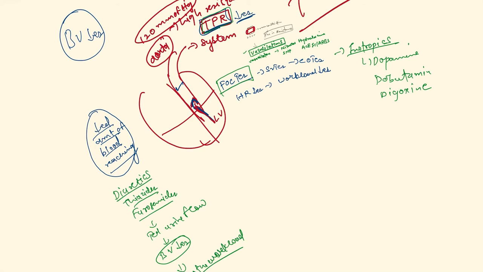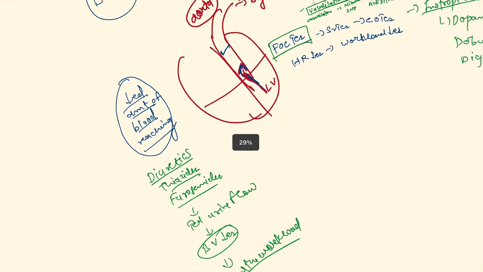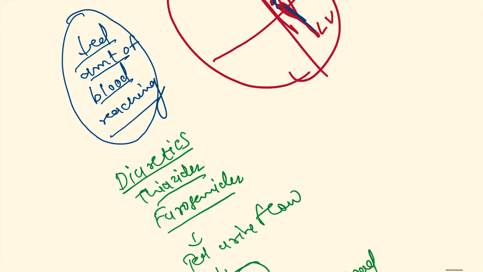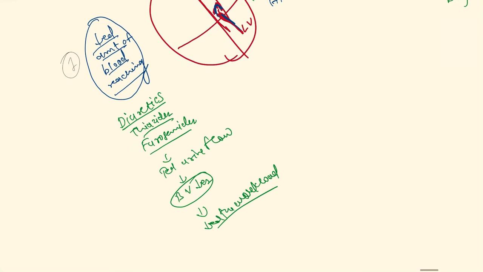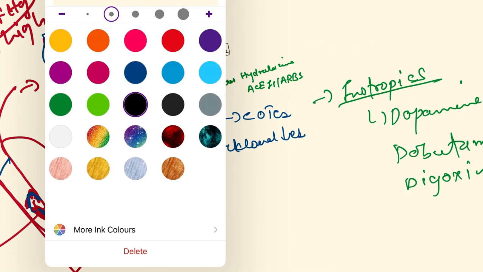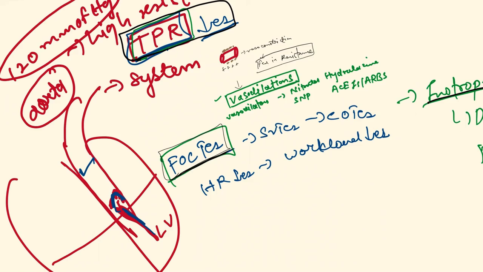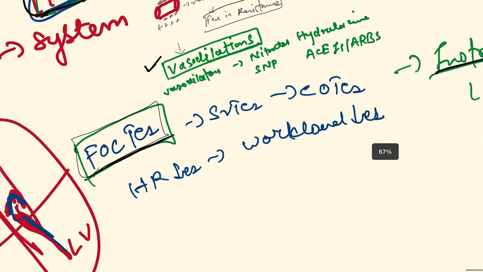What you need to remember here is this simple diagram which I have drawn. If you keep this diagram in your mind, then it will be very easy for you to understand the various drugs, why we use them, and how they work. So first, let me summarize again. We need to decrease the blood volume, which we do with diuretics. Then we need to increase the force of contraction, which we can do with the help of inotropics. Then we need to decrease the total peripheral resistance, which we can do with the help of vasodilators.